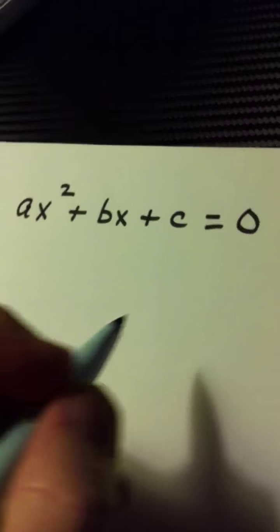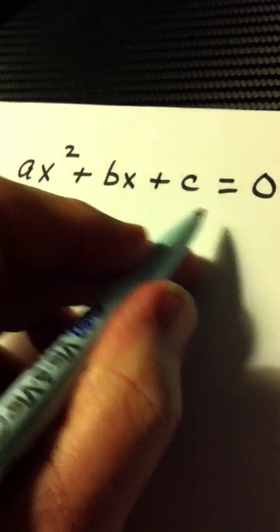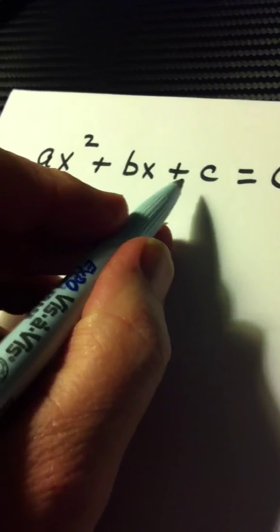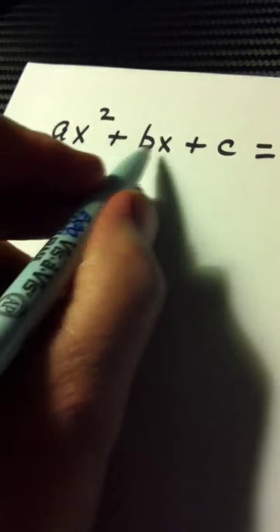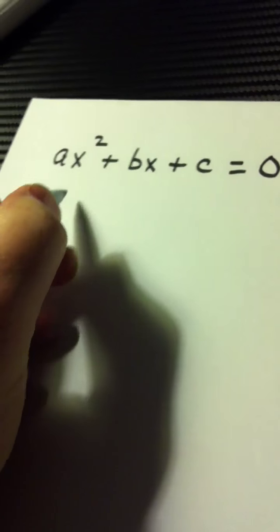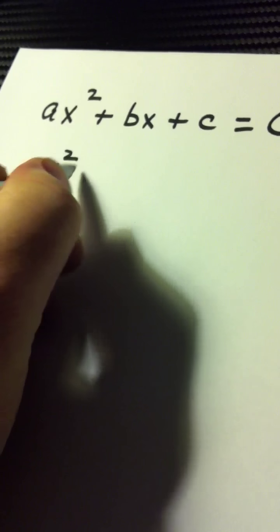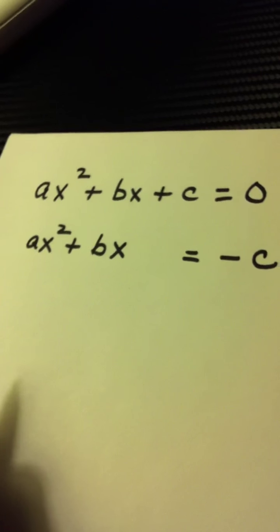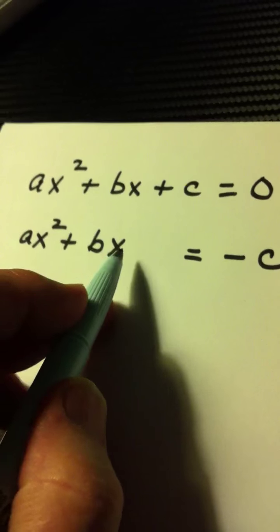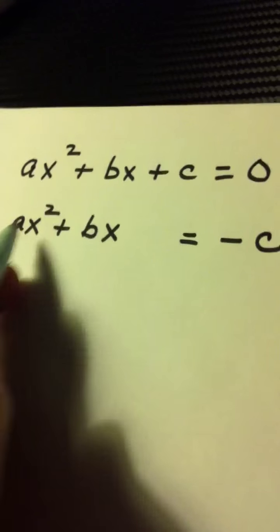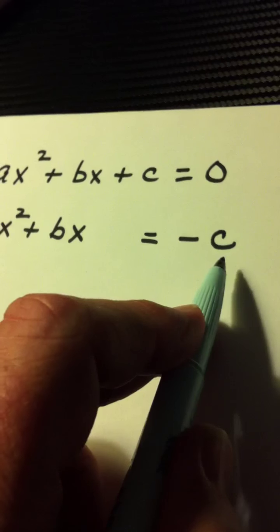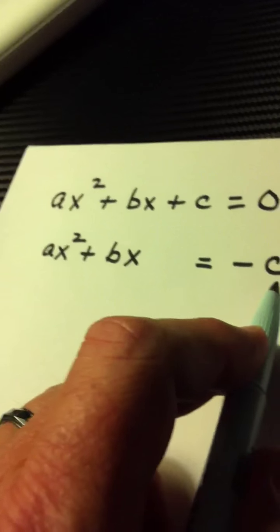Okay? Now, we're going to solve this equation by completing the square. Remember the first step I taught you in completing the square. Get your x's on the left-hand side and get your constants on the right-hand side. So we're going to rewrite this equation as ax squared plus bx is equal to the opposite of c. So let me reiterate step 1: get your x terms on the left, your non-x terms on the right. We good with that?